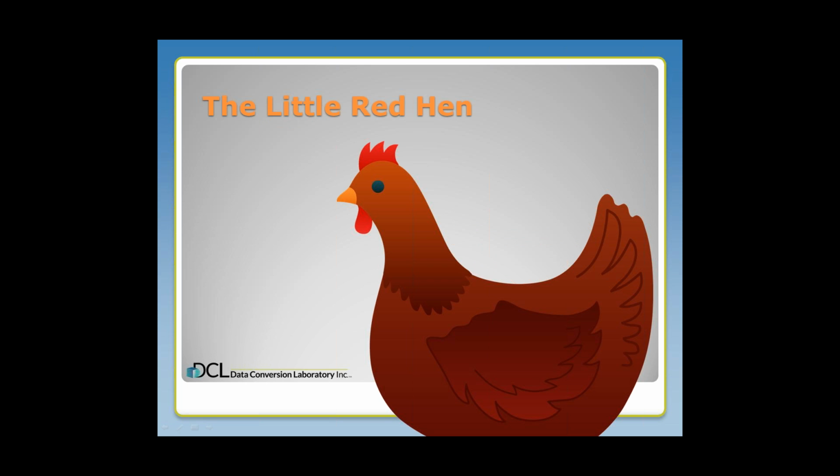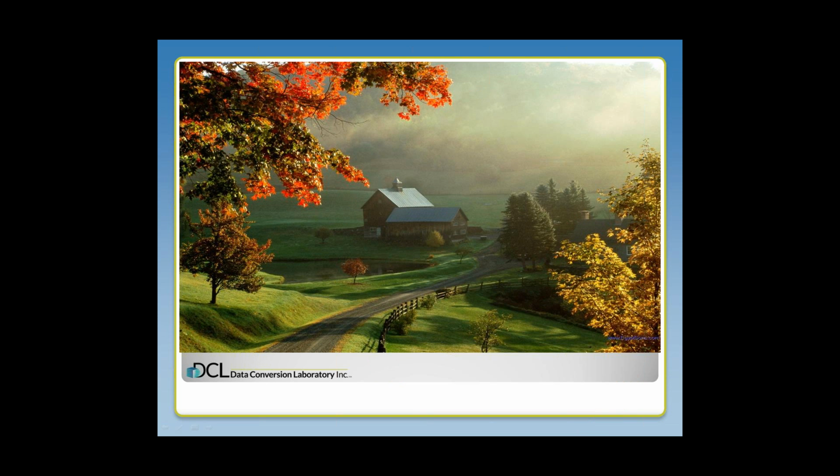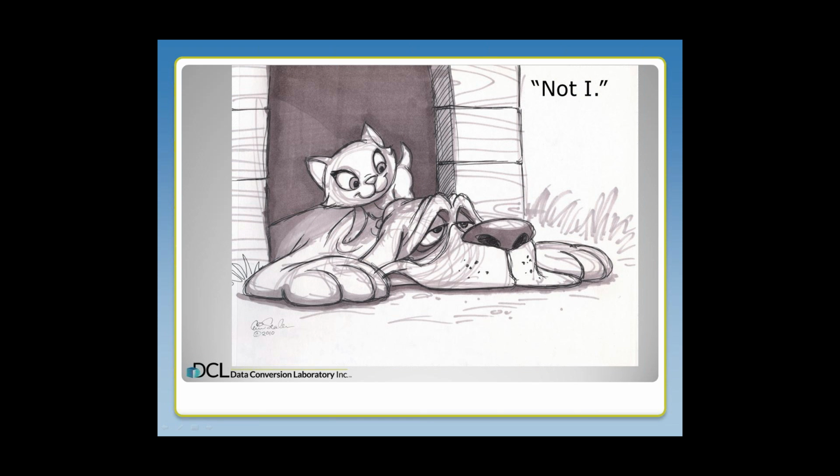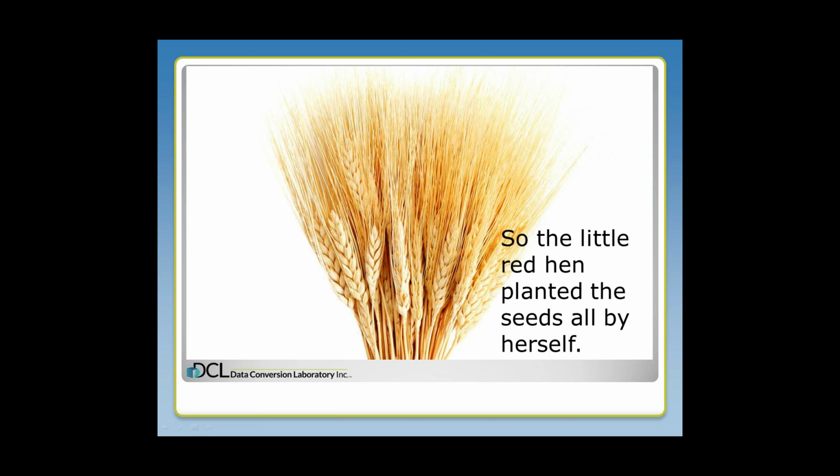This is the story of the little red hen. Once upon a time, there was a little red hen who lived on a farm. She was friends with a lazy dog, a sleepy cat, and a noisy duck. One day, the little red hen found some seeds on the ground, and she had an idea. She would plant the seeds. So she asked her friends, "Who will help me plant the seeds?" "Not I," barked the lazy dog. "Not I," purred the sleepy cat. "Not I," quacked the noisy duck. "Then I will," said the little red hen. So the little red hen planted the seeds all by herself.